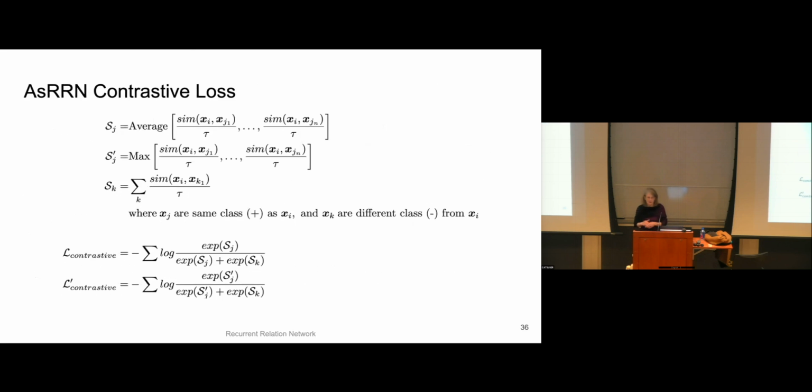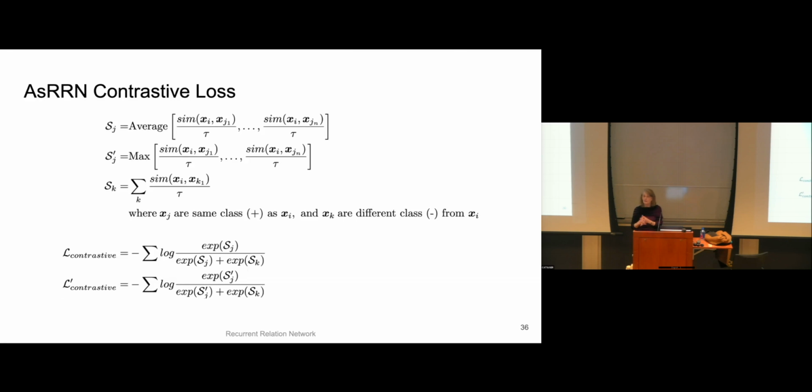So we modified this a little bit, and we have two types of numerators. One where we're taking our training example xi, and we have all the reference examples in the same class, xj1 to xjn, and we're getting the temperature scaled similarity of our training example to each one of those reference examples. And then we take the average.